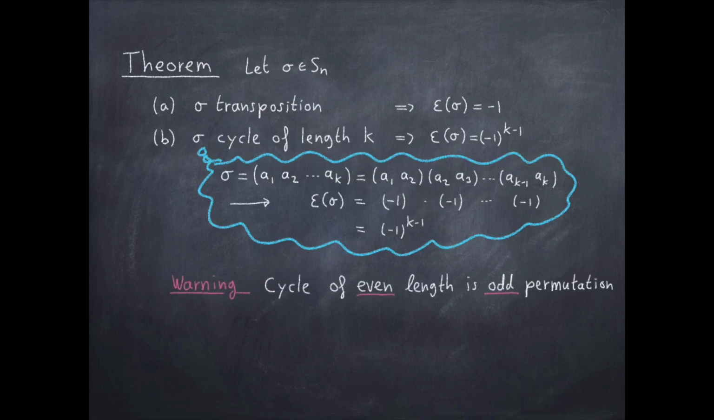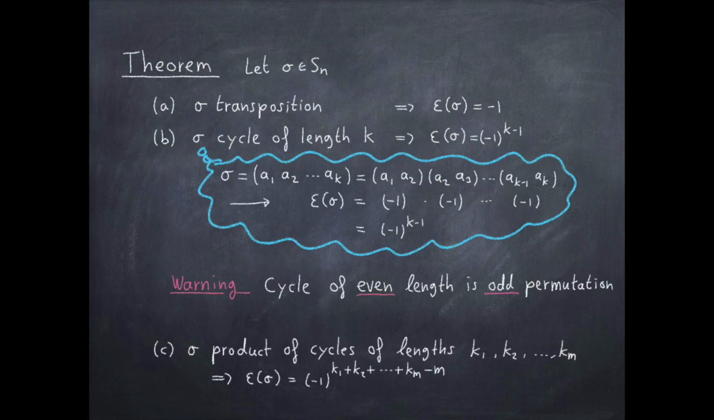A quick word of caution: this means that an even length cycle is an odd permutation, and conversely an odd length cycle is an even permutation. If our permutation sigma is the product of multiple cycles, say cycles of lengths k1, k2 up to km, then the sign epsilon of sigma is equal to the product of the signs of the cycles, which amounts to minus 1 to the power k1 plus k2 and so on plus km minus m.